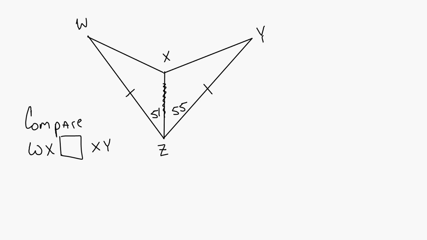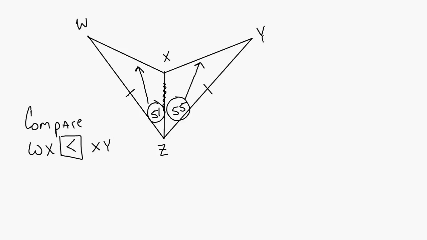Alright? So you've got two sides of one triangle congruent to two sides of another triangle. So you compare the included angles. You've got a 51-degree angle opposite side WX, and a 55-degree angle opposite side XY. Which side's smaller? W to X is going to be smaller than X to Y because it's opposite a smaller angle. So WX is less than XY. Any questions there?